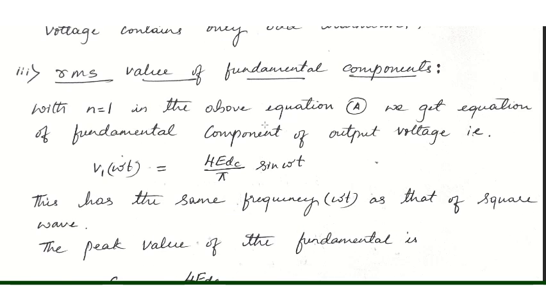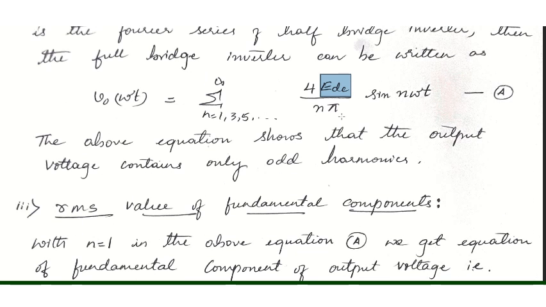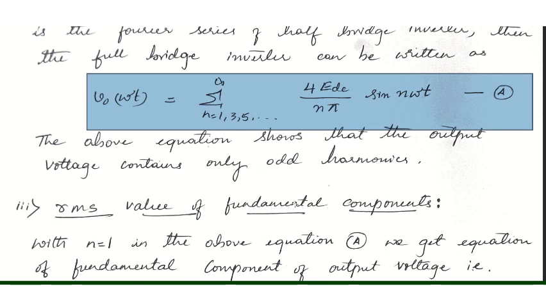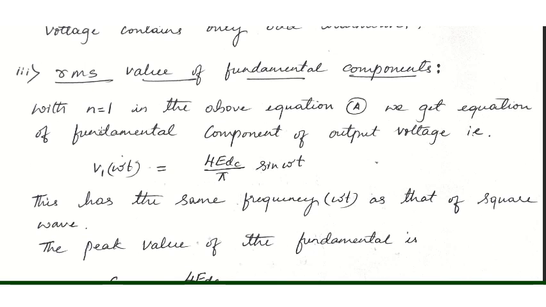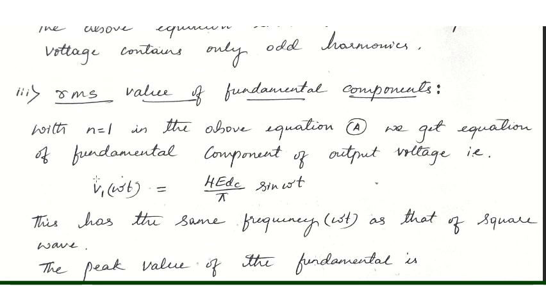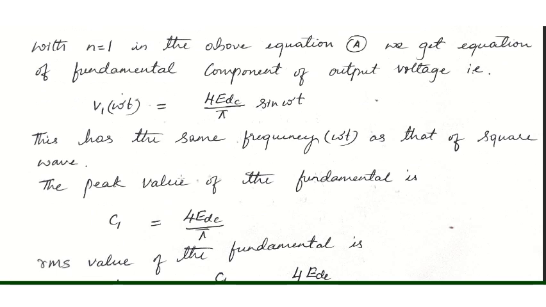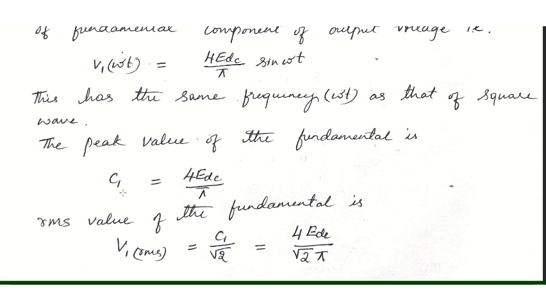So coming to RMS value of fundamental component. In the above Fourier series of the bridge equation, if we substitute n is equal to 1, we will get the fundamental component, right? So substituting n is equal to 1, we get V1 omega t is equal to 4 EDC by pi sine omega t, instead of n pi. This has the same frequency as that of the square wave. The peak value of the fundamental is given by C1, which we know is 4 times EDC by pi, right?